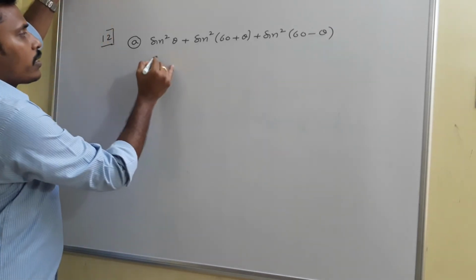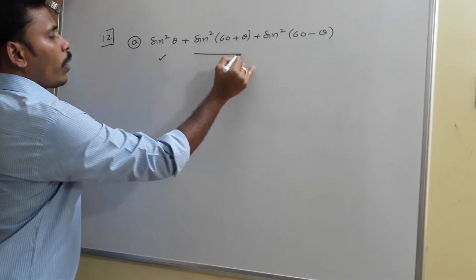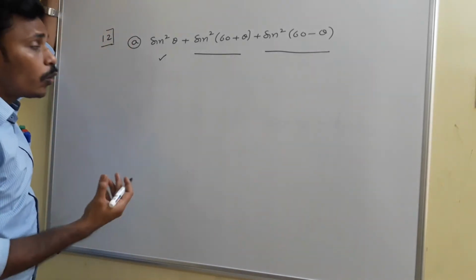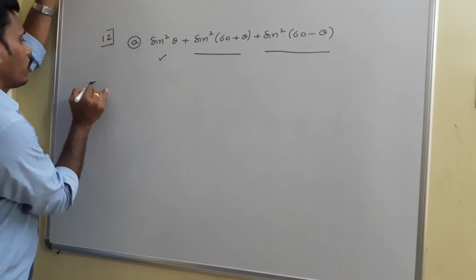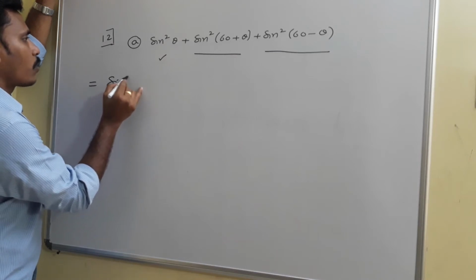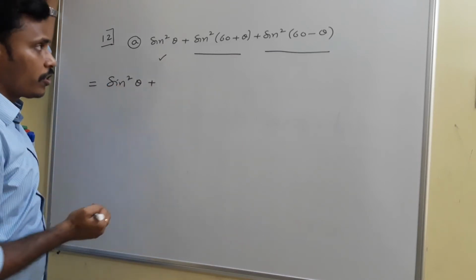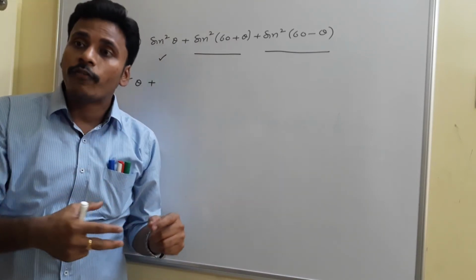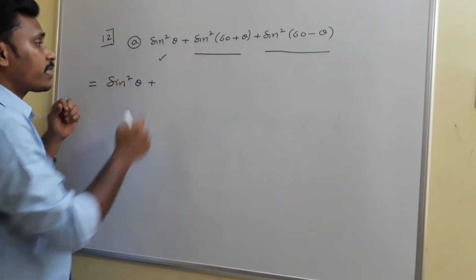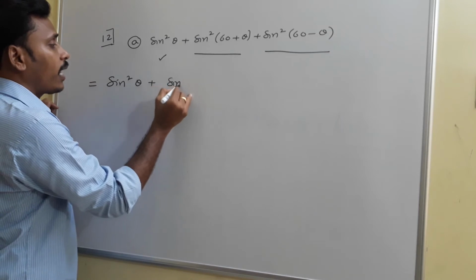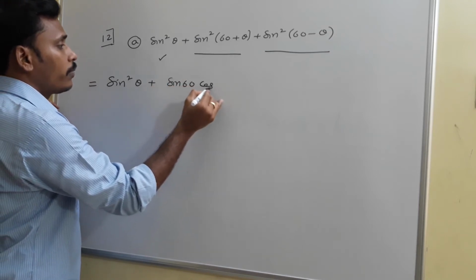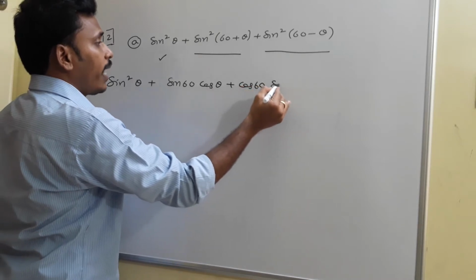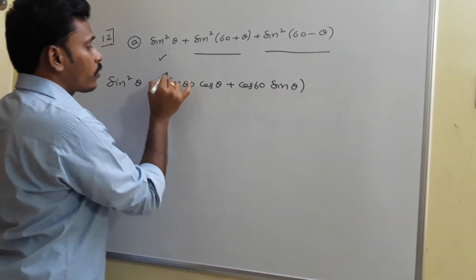Just look there. sin square theta, sin square of 60 plus theta, sin square of 60 minus theta. How to simplify it? So this is equals to, the first one is what? Sin square theta. Okay, everybody pay your attention here. Sin square of 60 plus theta. So it is a square for sin of 60 plus theta. Sin of 60 plus theta, I can write it like this: sin 60 cos theta plus cos 60 sin theta. Okay, square is there for that.